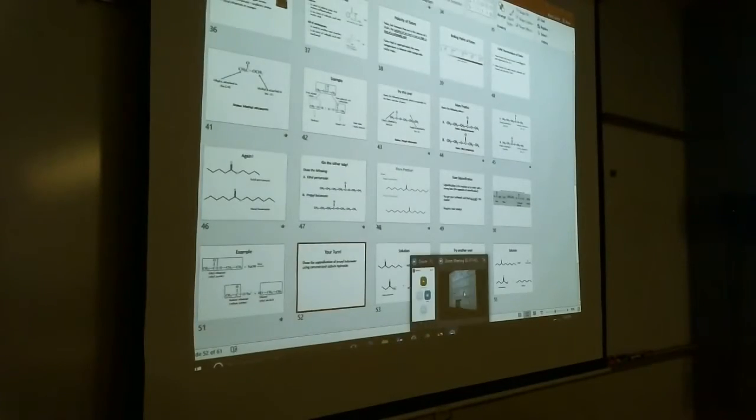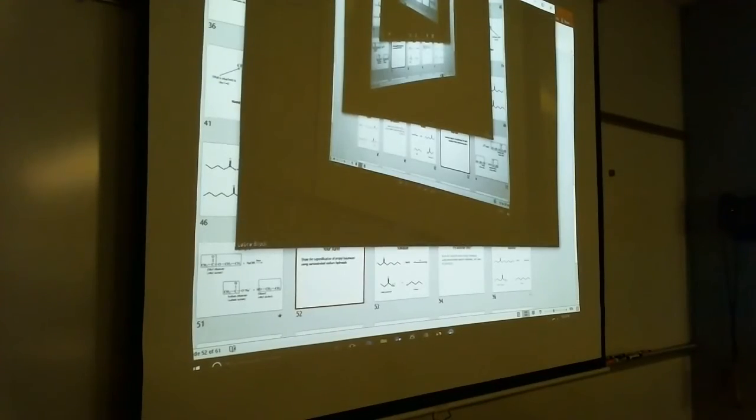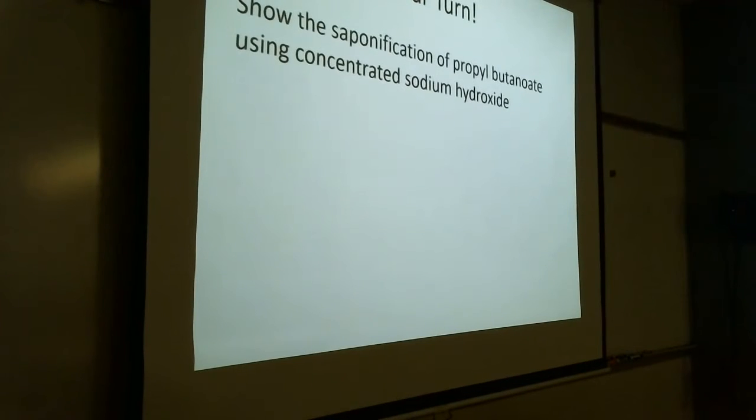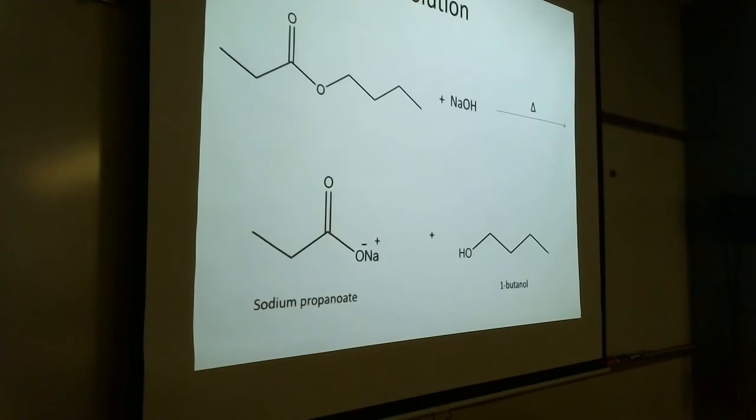So why don't you try this one, saponification of propyl butanoate. We're going to use sodium hydroxide as our base. Okay, let's go through this one. So we've got propyl butanoate. So there's propyl butanoate. Do we agree? And we get sodium butanoate and 1-propanol. Again, that represents heat.